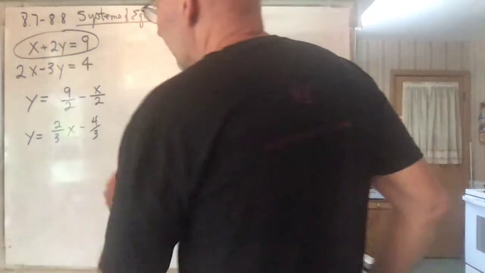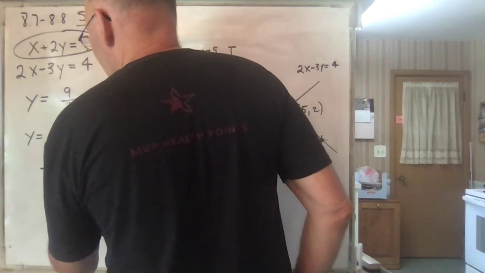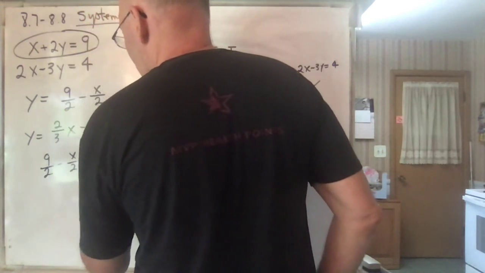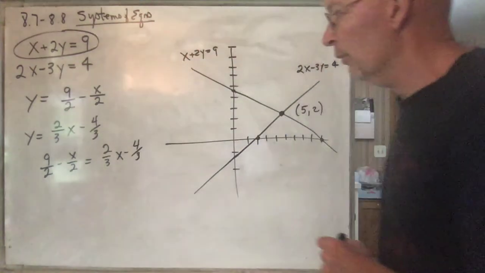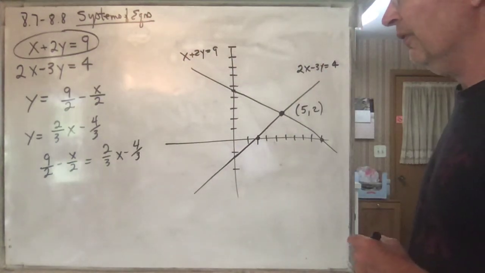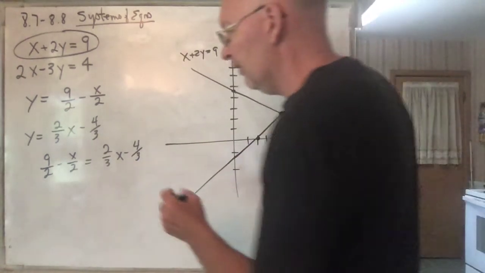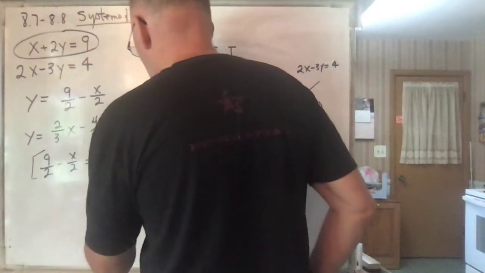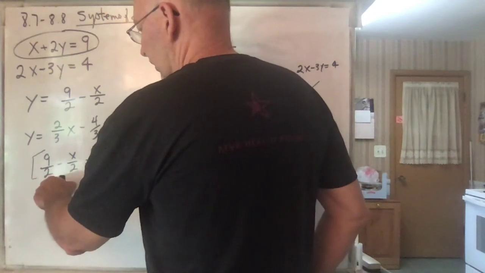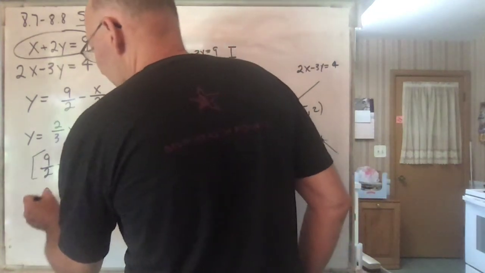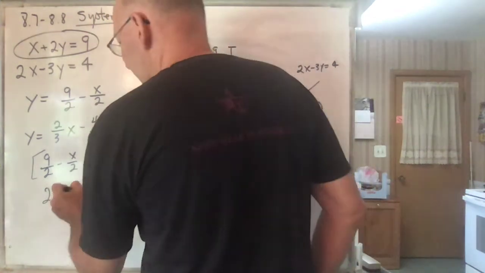See that? So they're both set equal to y, so now I can just take 9 halves minus x over 2 is equal to 2/3 x minus 4/3, and now it becomes something like what we did in chapter 5 or 6, I think, as I recall. Let's get rid of the fractions by multiplying everything through by 6. Both sides, if you multiply everything through by 6, your 6 divided by 2 is 3. 3 times 9 is going to be 27. 6 divided by 2 is 3. Here you're going to get negative 3x.